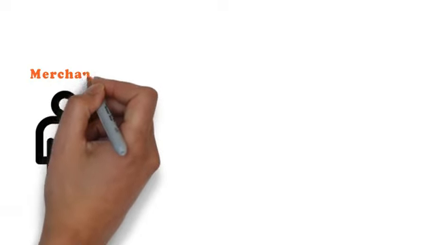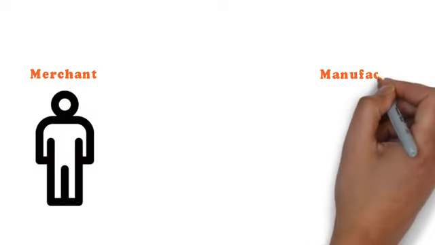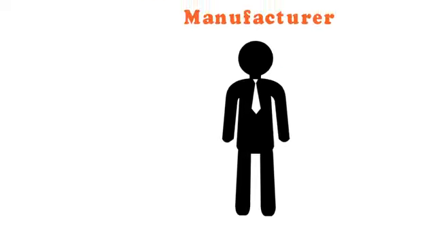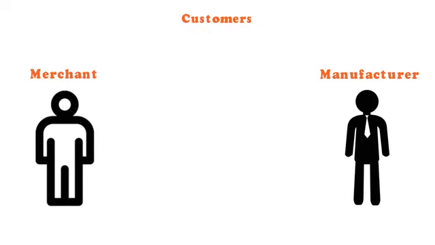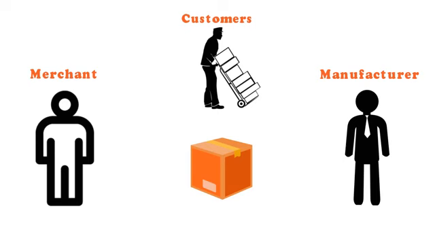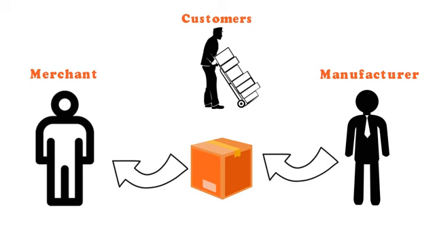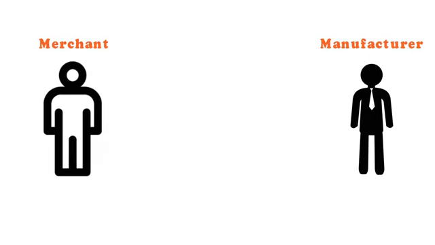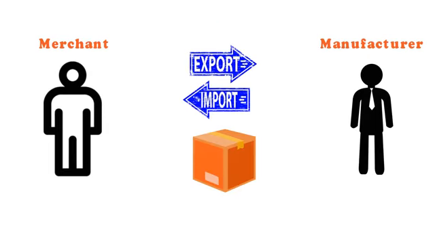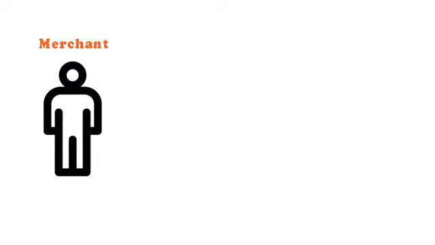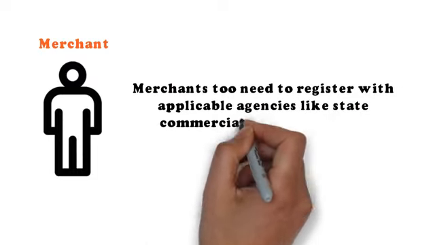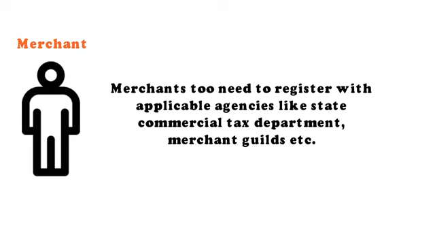Merchant. Merchants do not have their own manufacturing setup. Merchants buy goods from a manufacturer or another merchant and then sell the goods to customers or other merchants or manufacturers in India or abroad. Both merchants and manufacturers are allowed to carry on export-import business in India. Merchants too need to register with applicable agencies like the State Commercial Tax Department, merchant guilds, etc.